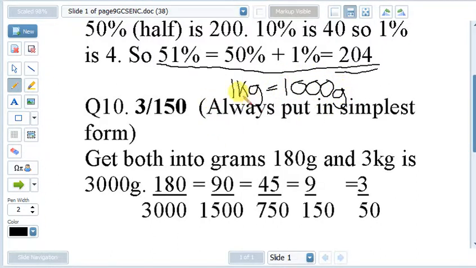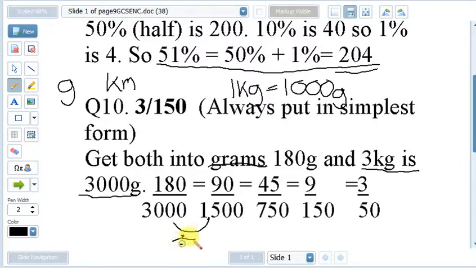So first of all, when you've got 2 things that are in different units, i.e. grams and kilograms, meters and centimeters, you've always got to get them into the same unit. Now I prefer to get them both in the smaller unit, which in this case is grams. Okay, so we know that there's 1,000 grams in 1 kilogram. So therefore, we've got to get the 3 kilograms into grams. So 3 kilograms is 3,000 grams, and then all we do is put it as a fraction. So as we can see, 180 over 3,000.